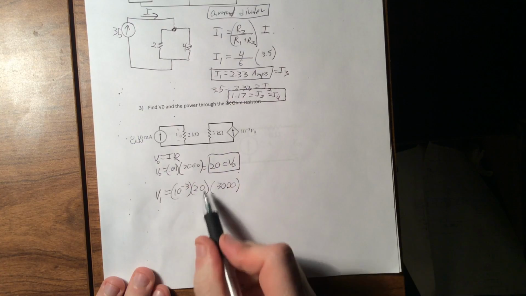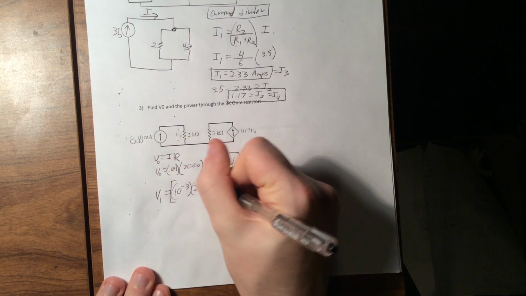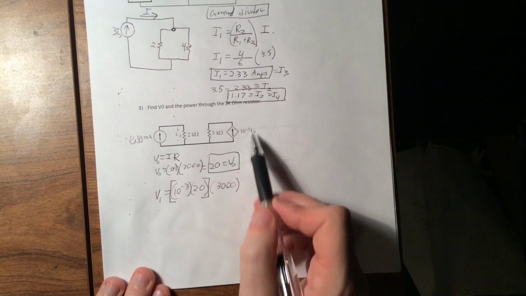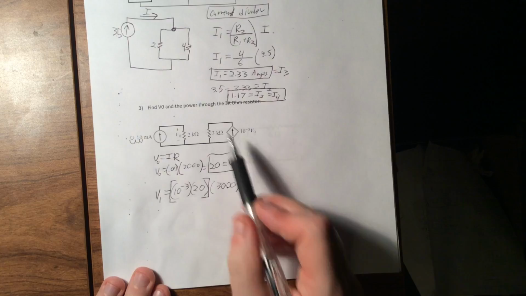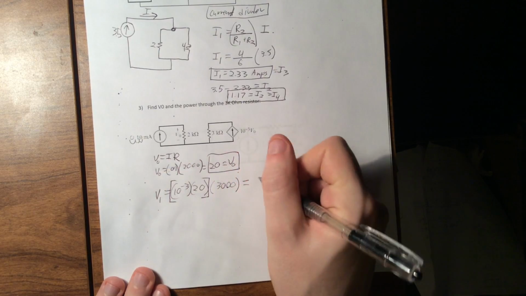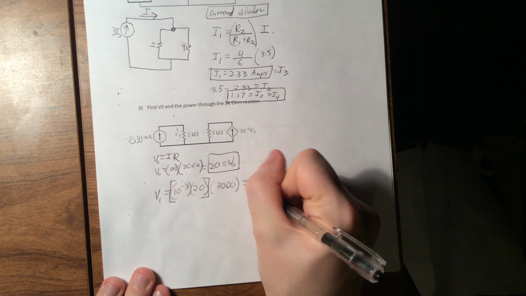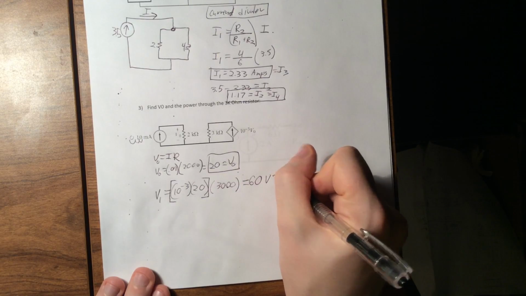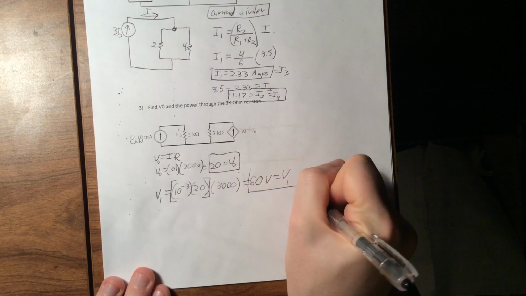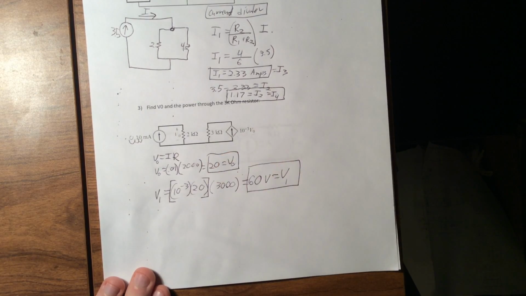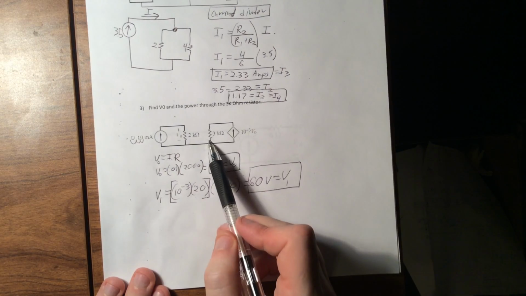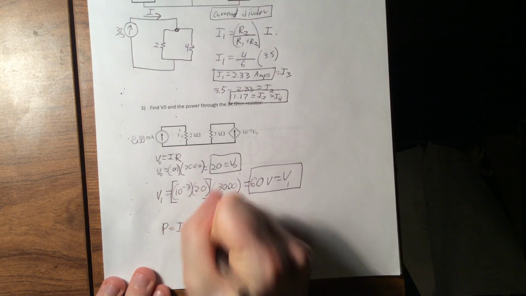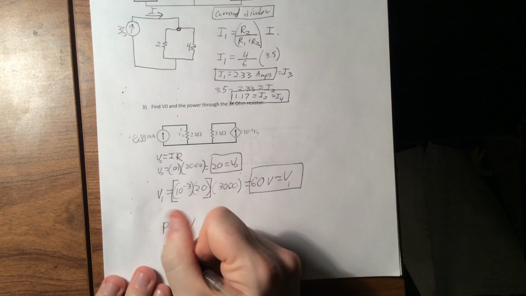V equals I, I'll box it for you. I, which is a current source, we know from that symbol, it's a current source, so that is the current, times R. So that's going to equal 60 volts equals V1. 60 volts equals V1. Okay, so now we know the voltage drop over this. So our next equation, power equals IV.